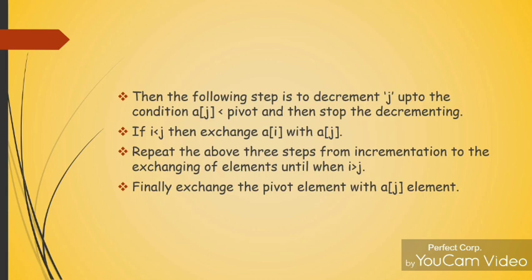Then the next step is to decrement j up to the condition where a of j is less than pivot and stop decrementing. If both incrementing and decrementing were stopped, we will be looking upon the next condition, that is, if i is less than j, then we need to exchange a of i with a of j. Repeat the above three steps from incrementation to the exchanging of element until i is greater than j. If i is greater than j, finally we need to exchange the pivot element with the a of j element.